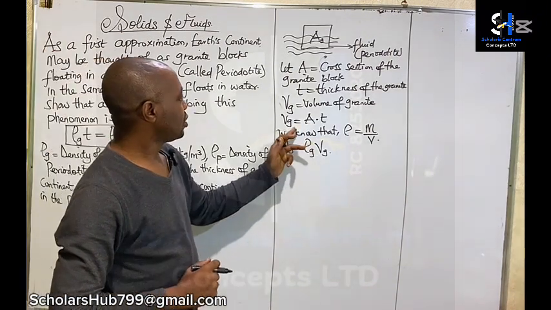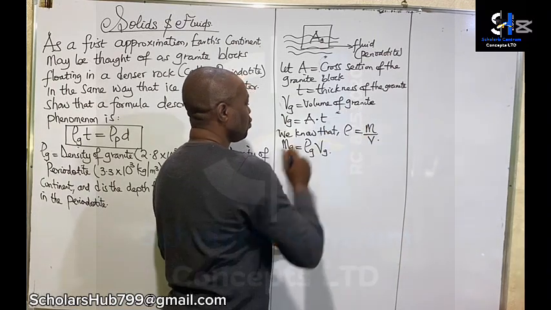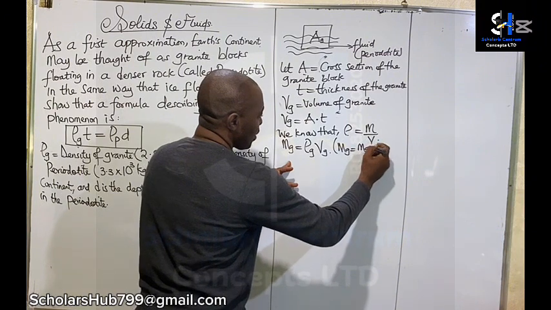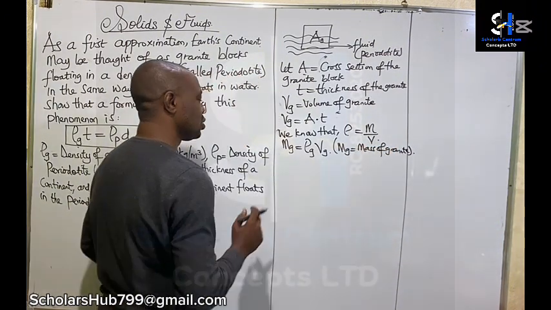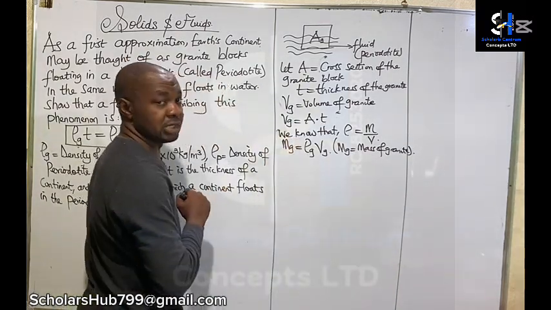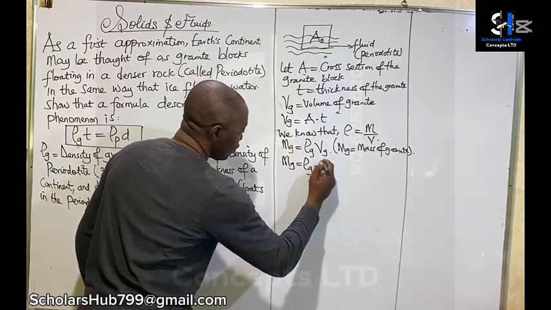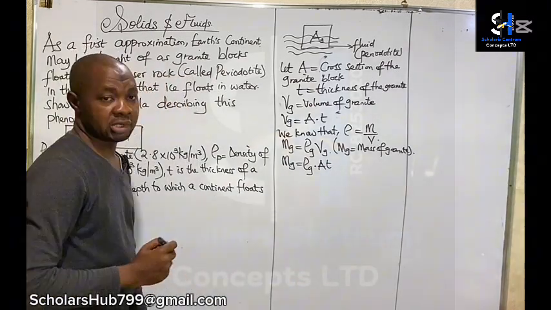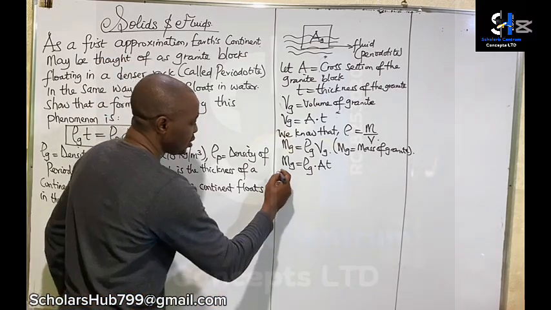Here, Vg represents volume of granite, and mg is equal to mass of granite. We have volume of granite to be area times what? Thickness. So we then have mass of granite to be density of granite multiplied by area multiplied by what? Thickness. So this is the mass of granite. Now let's also measure the what? The weight of the granite block. Very important.